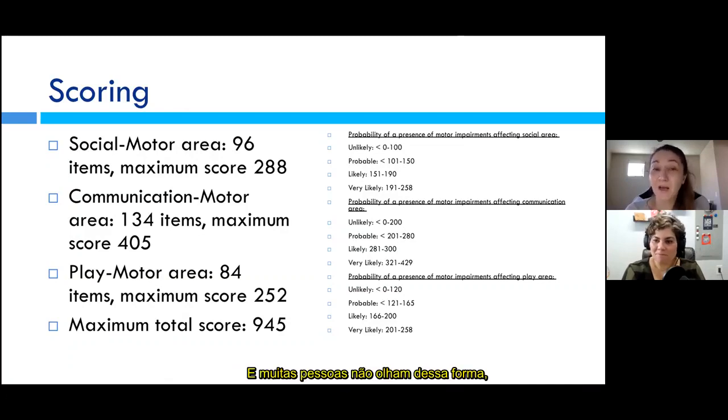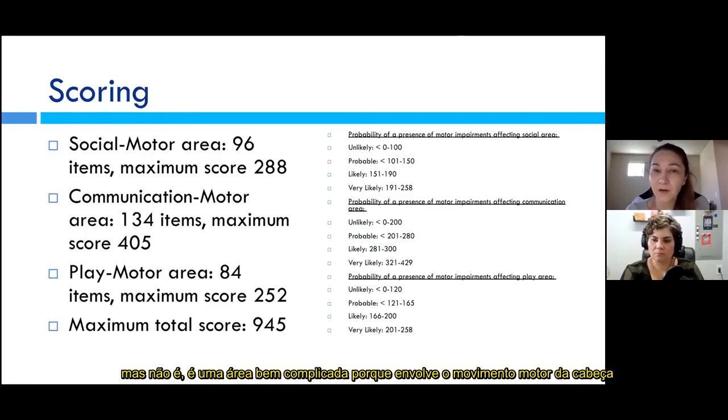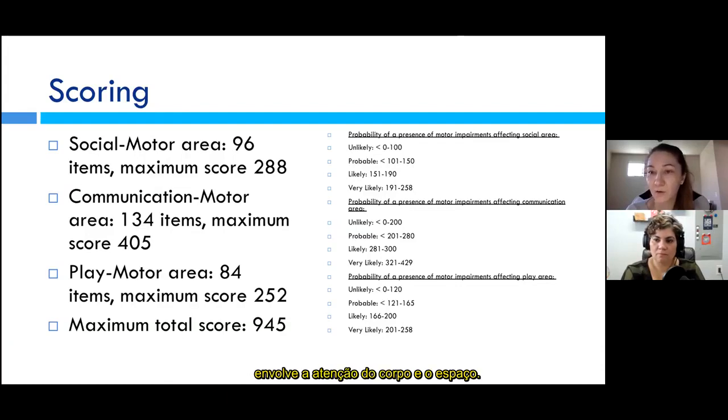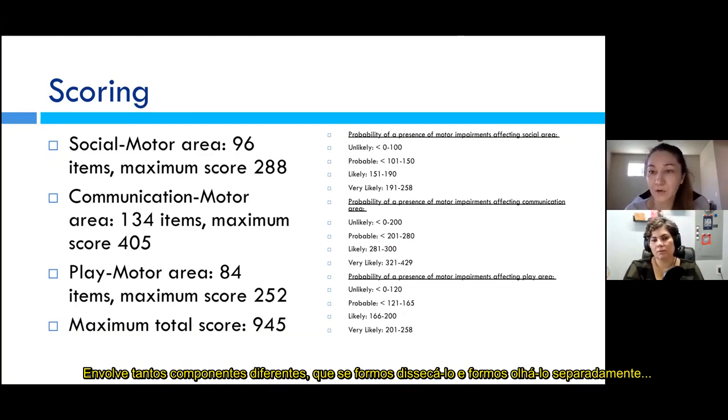It's correct. Amazing. And most people don't look at it this way. However, if you only think about responding to the name as a very simple task, it's not. It's a very complicated area, because it involves motor movement of the head. It involves visual tracking. It involves responding to the source of sound. It involves spatial awareness of the body in space. It involves so many different components that if we dissect it, we look at each one of them separately.